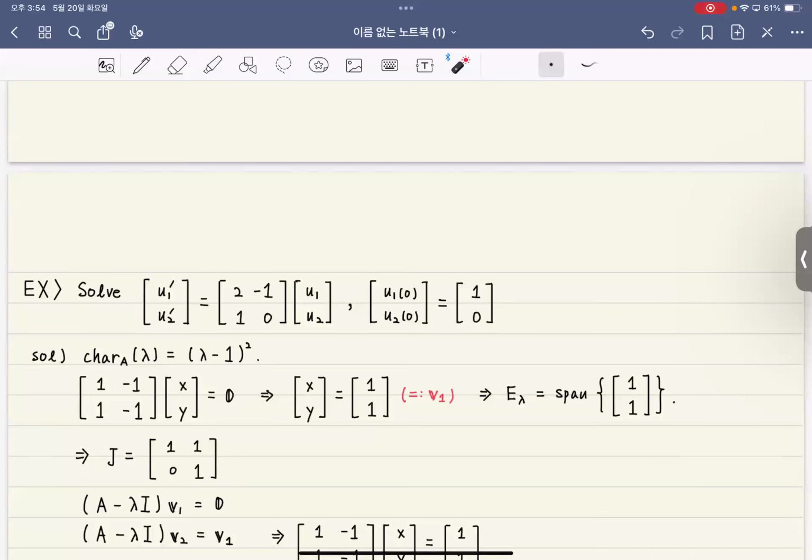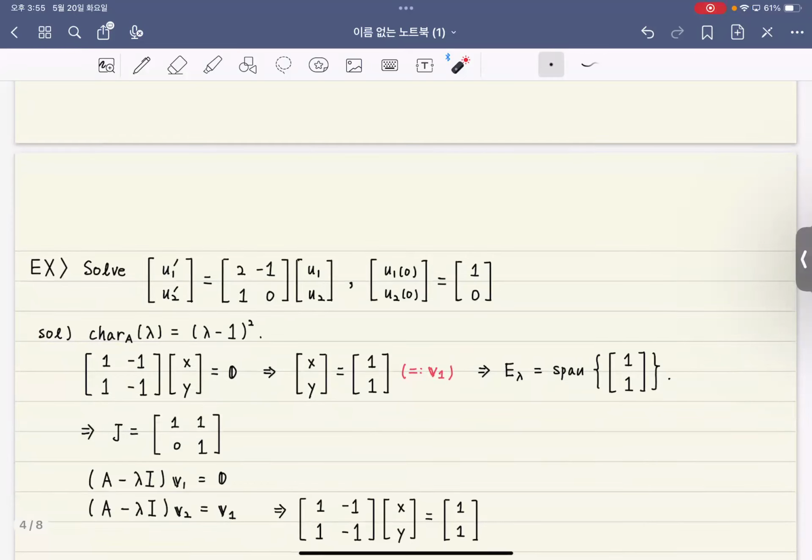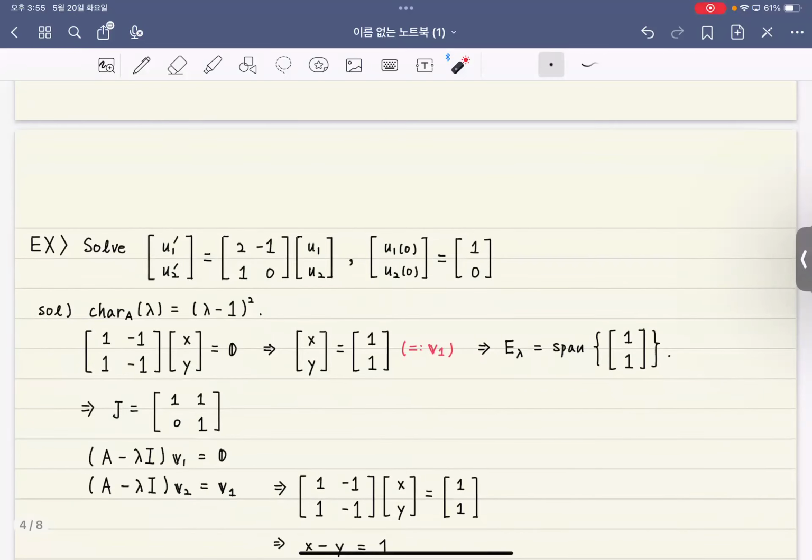All right, so I want to solve this system of differential equations. This system consists of two equations, u1 and u2. Also, I am looking for a solution that satisfies this initial condition. So the idea is very simple. I have a system of equations and the initial condition. Therefore, the solution of this system is the matrix exponential of this guy times the initial condition. That is the solution, right? So the thing is, what is the matrix exponential of this guy?